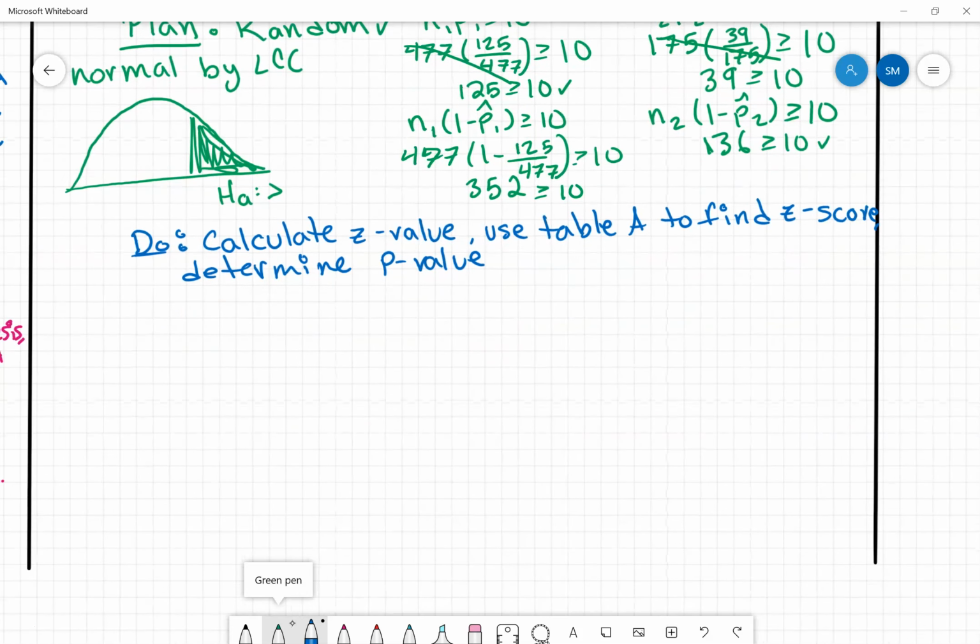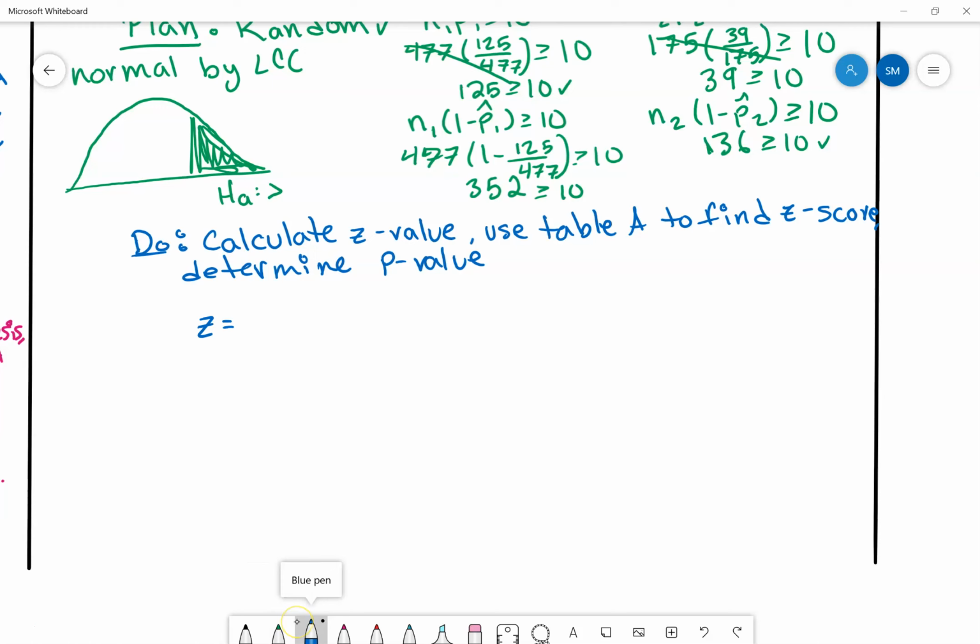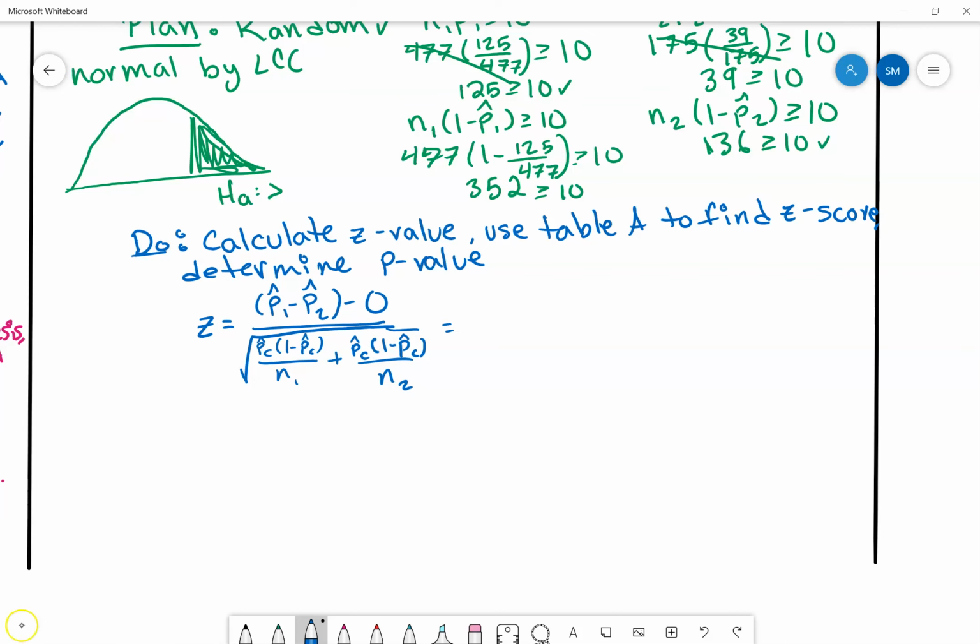So let's go ahead and calculate z. So z is equal to p hat sub 1 minus p hat sub 2 minus the null hypothesis, which is 0, divided by the square root of p hat sub c times 1 minus p hat sub c divided by n sub 1 plus p hat sub c times 1 minus p hat sub c divided by n sub 2. So I'm going to go ahead and fill these in, and then after they're filled in, I'm going to come back. So if you want to pause it and see if you can get the right numbers, go for it.